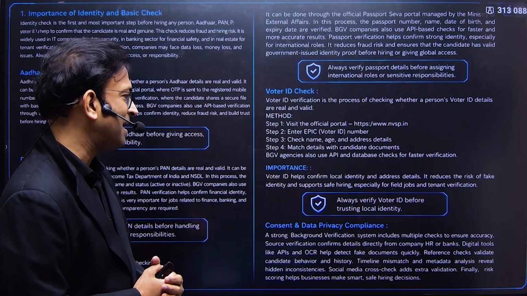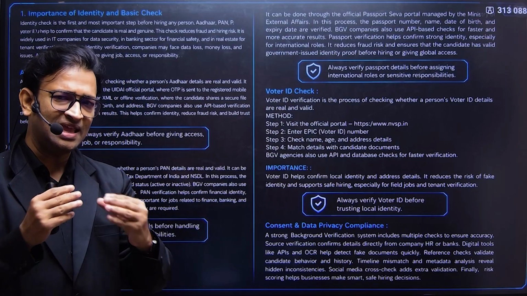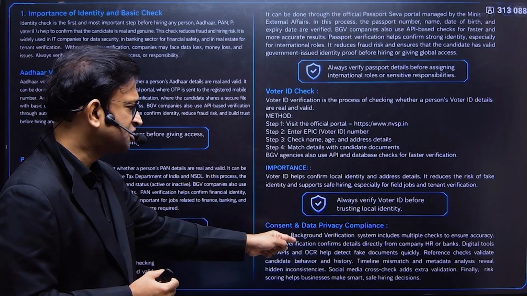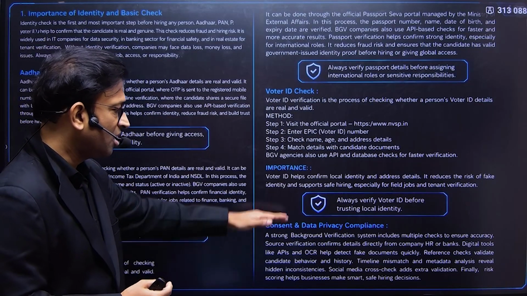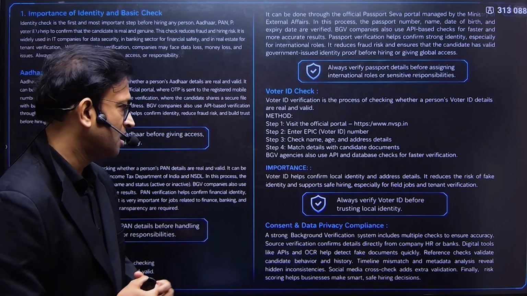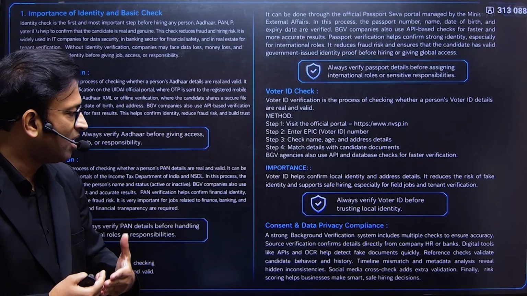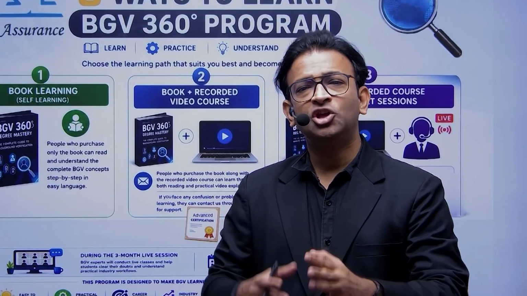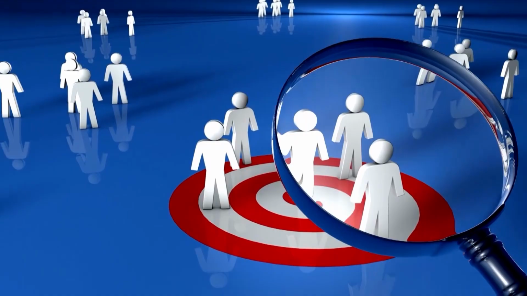Timeline mismatch and metadata analysis reveal hidden discrepancies and inconsistencies that might arise. Social media cross-check adds extra validation to all the other validations that have already been done. Finally, risk scoring helps to make smart and safe hiring decisions. As of now, you got to know about the basic standard information about the background verification process.